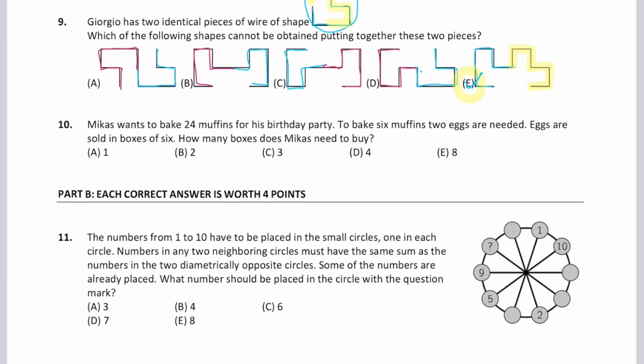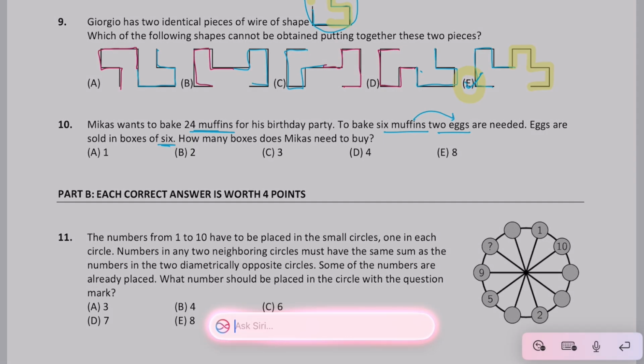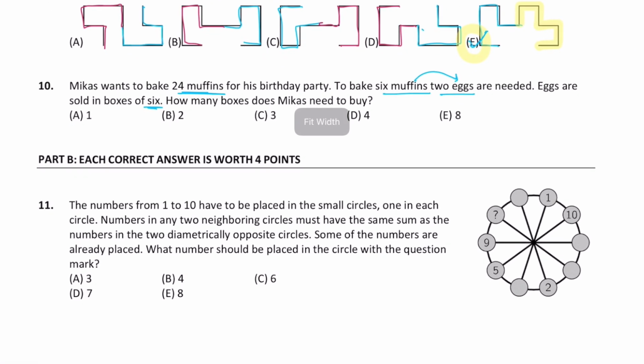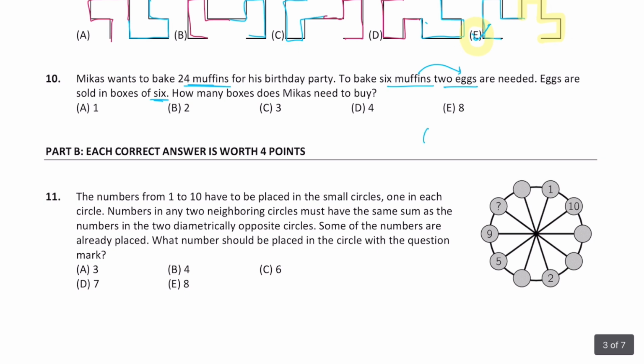Okay, Micah wants to bake 24 muffins for his birthday party. To bake 6 muffins, you need 2 eggs. Eggs are sold by the box of 6. How many boxes does Micah need to buy? So we know that 6 muffins need 2 eggs to bake. That means to bake 24 muffins, well, let's do the count bys of 6: 6, 12, 18, 24.